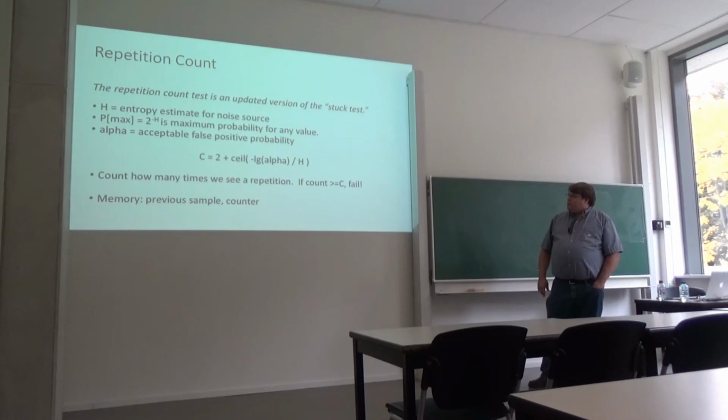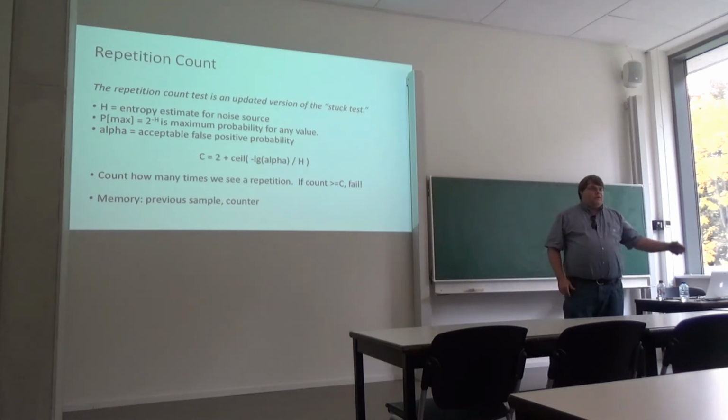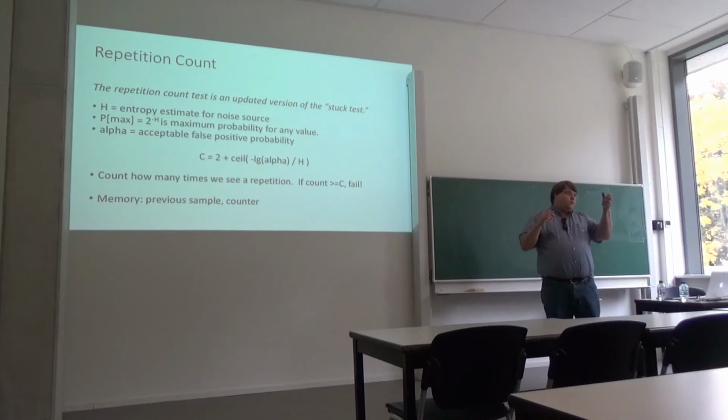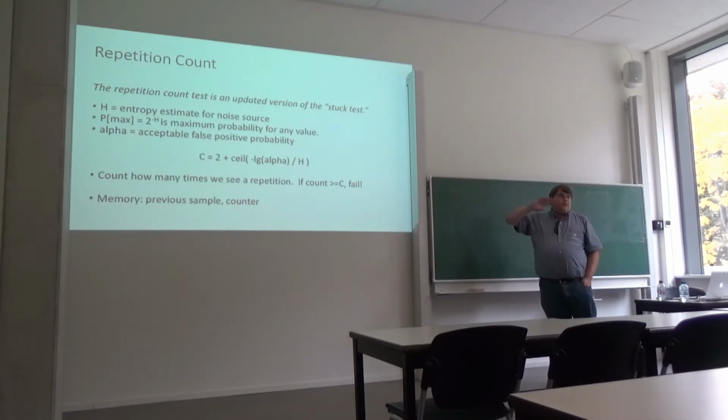You effectively need two registers here. You keep track of the previous value that you've seen from the noise source, and a counter that says how many repetitions you've seen so far. When the next value that comes out is different from the previous value, you zero the counter and move the new value into the previous value. When it's the same as the previous value, you increment the counter. And if your counter ever goes above C, or gets up equal to C, then you signal an error.